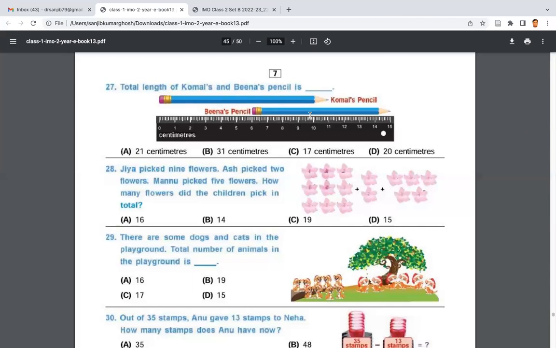Nine. Very good. So 9 and 11. What is the total length? What will you do, beta? Add. Very good. Add it and tell me what is the answer. 19. No. You are adding 11 and 9, beta. What is the answer? Wait, let me write it. Then you will understand.